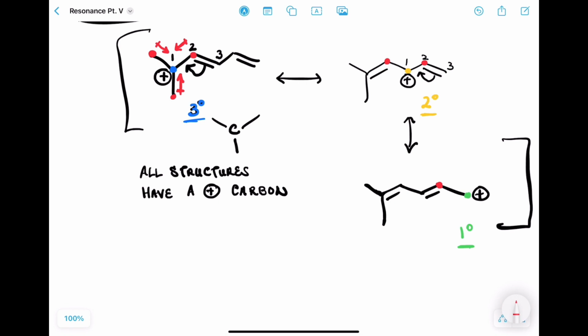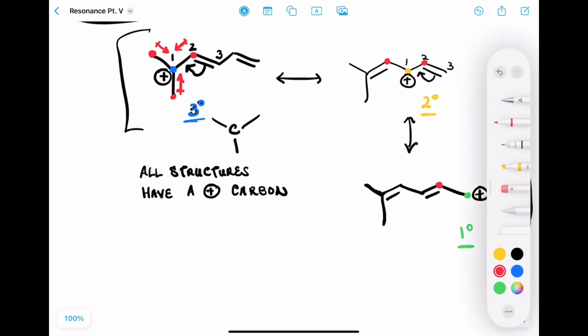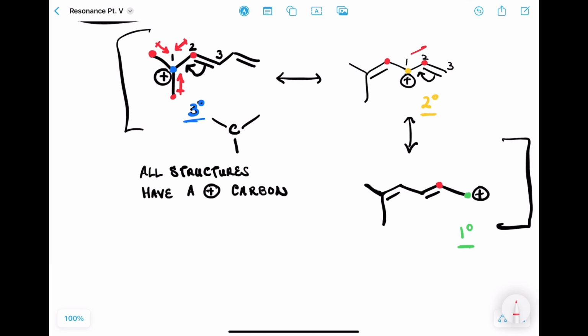And so because there are 3 carbons on the top structure that are donating, it's going to be more stable than a carbon that is being donated to by only 2 carbons. And then lastly, this is being donated into by only 1 carbon. And so this is super, super important.